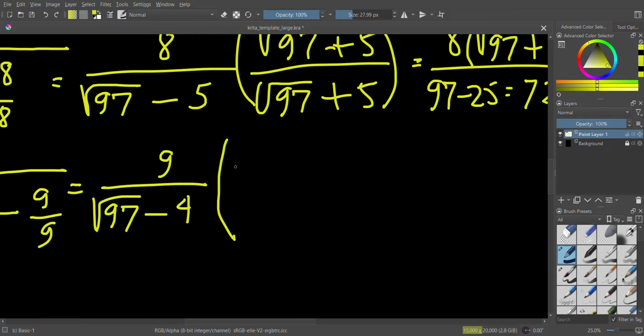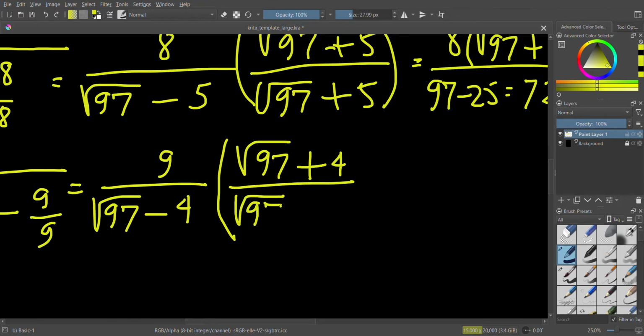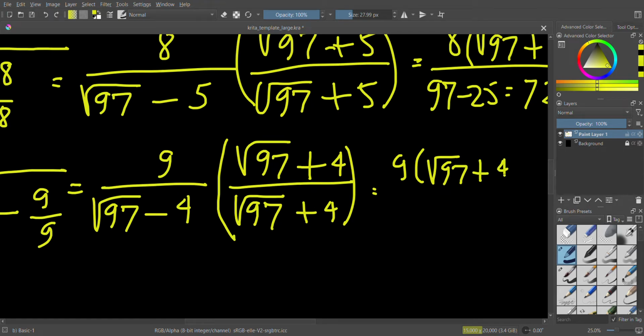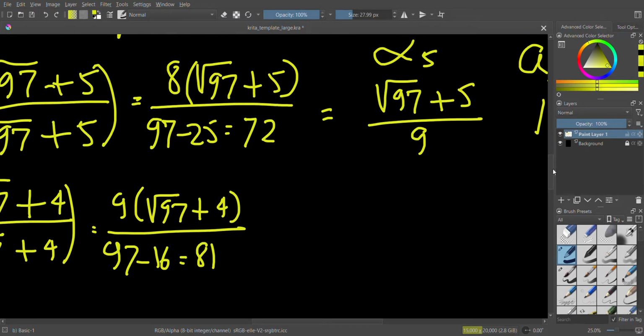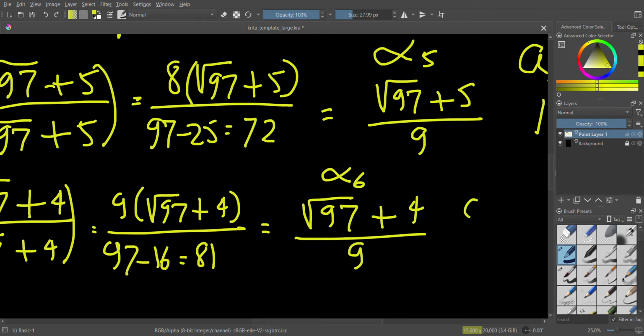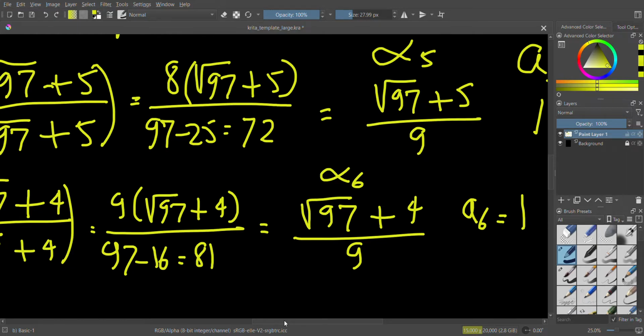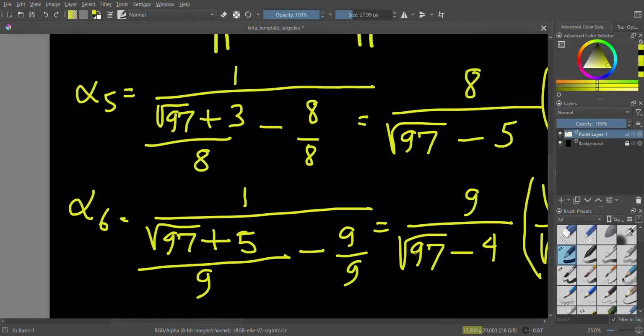Let's multiply it by its conjugate of the denominator, square root conjugate. And this equals 97 minus 16, which is 81. And then this is alpha sub 6. There we go. Alpha sub 6 is equal to square root of 97 plus 4 divided by 9. A sub 6, 13 over 9, 1. I'm flooring it, of course. So 4 and 9. Let's go over here and do alpha sub 7.